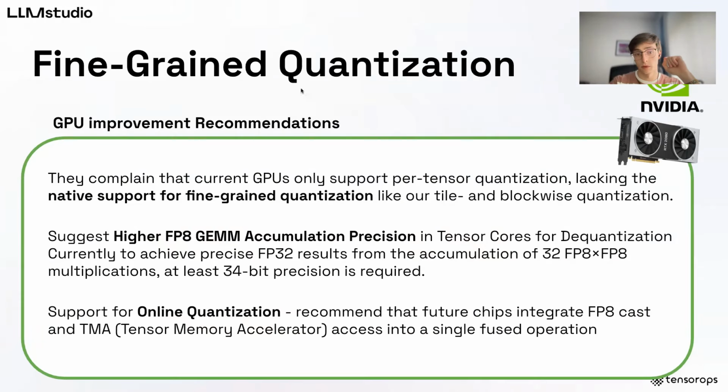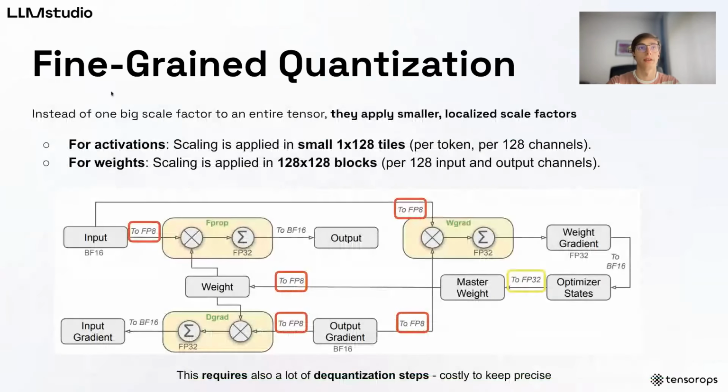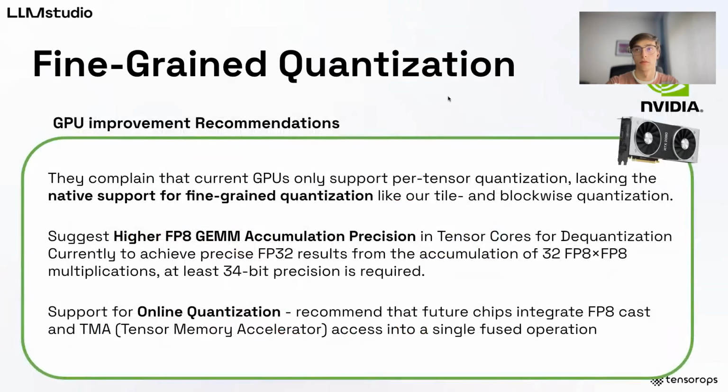So they also make some recommendations here regarding GPUs for NVIDIA or for any other chip maker. They complain, or rather suggest, that these GPUs only support per-tensor quantization, meaning that you have to scale the whole tensor with one big scaling factor instead of having these localized scale factors. So they don't natively support the fine-grained quantization that they want. So they're complaining about that.